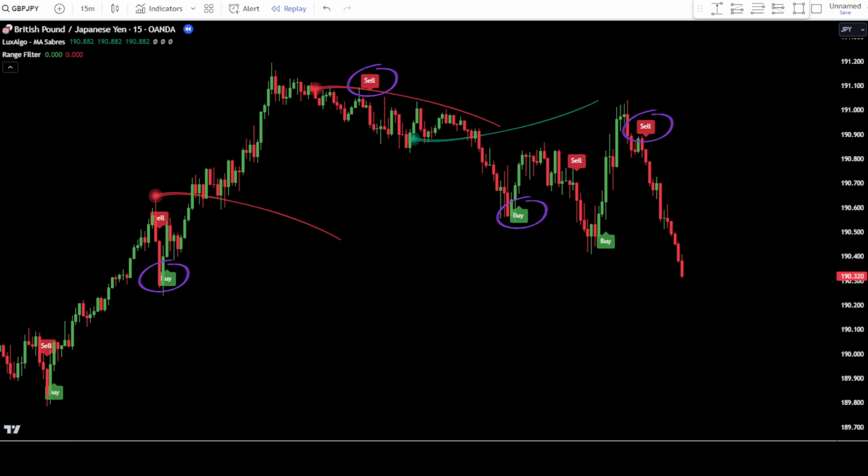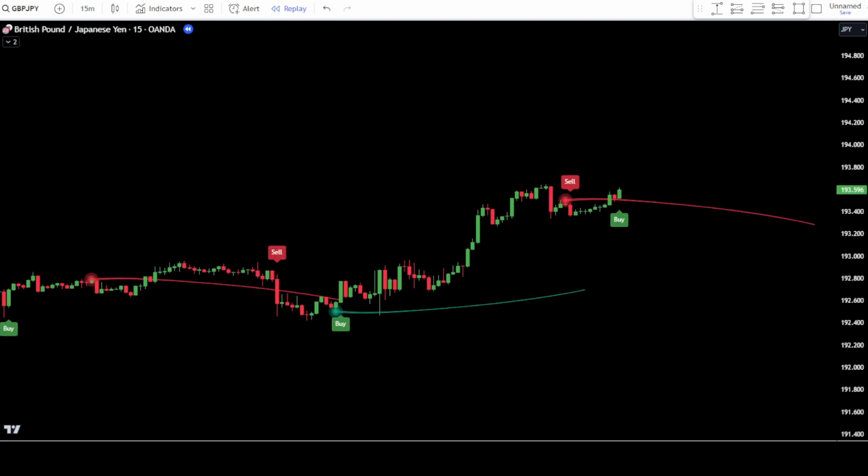The signals from the Range Filter Buy and Sell 5-minute indicator will be used as a guide for placing orders in the market. Now, let's delve into the first trading method in this scalping strategy for further clarification. Here are the instructions for placing buy and sell orders. Placing a buy order.